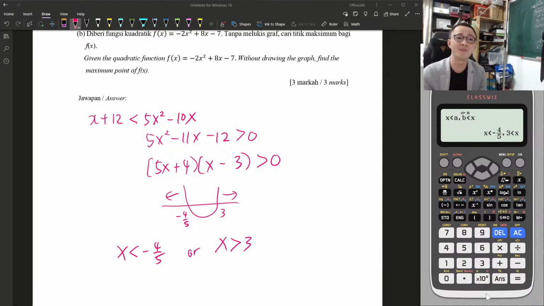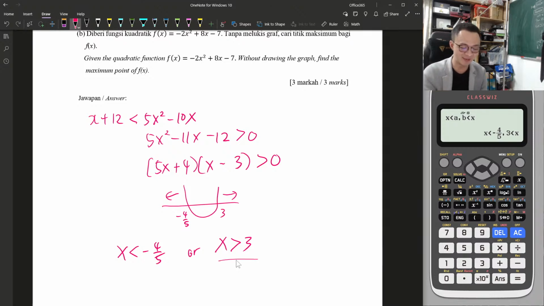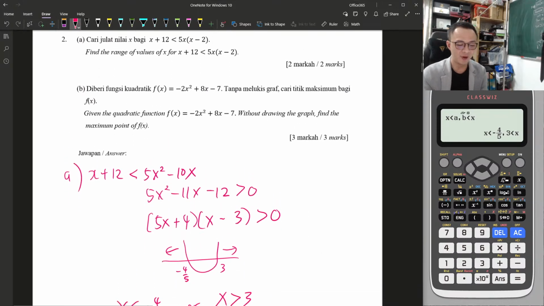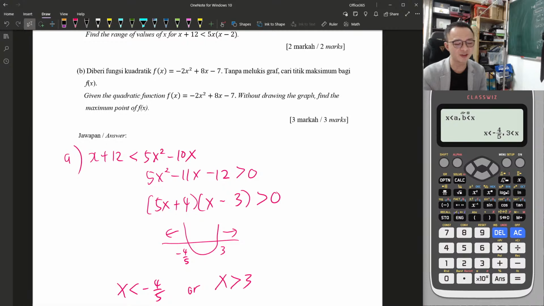Just the way they prefer to put it is 3 less than x. But this one actually is the same idea. 3 less than x means x is bigger than 3, isn't it? So yeah, they are the same thing. Right, this is how we solve the A. We're done.